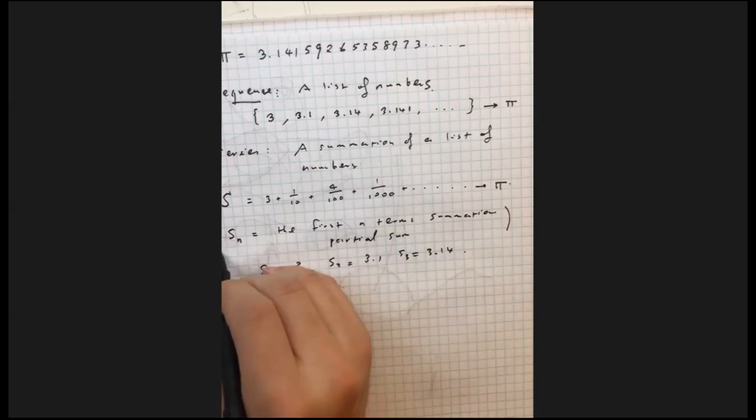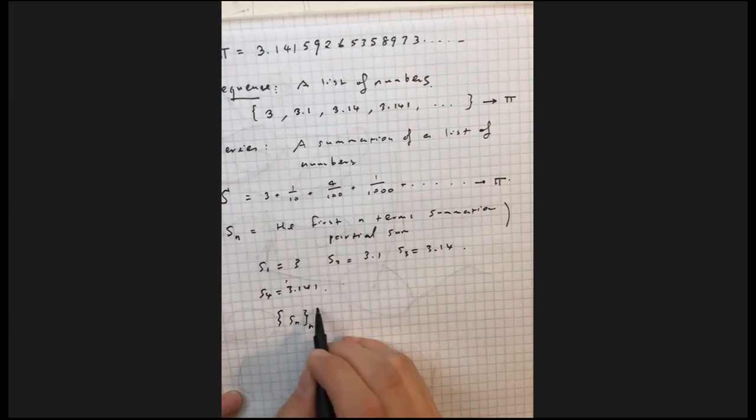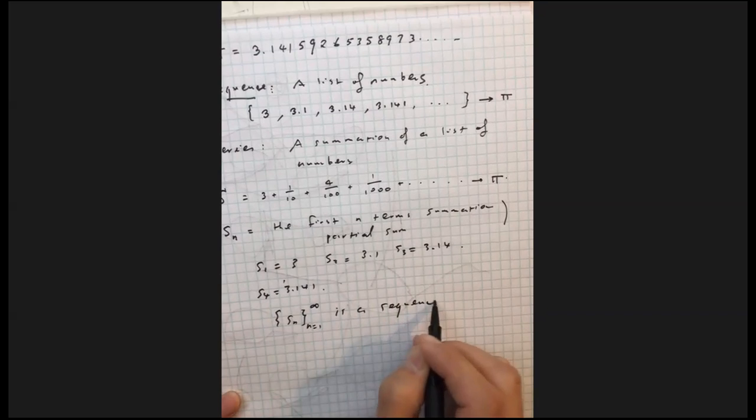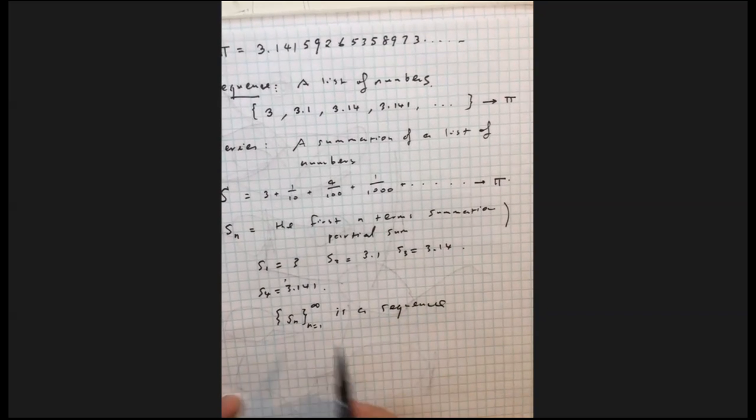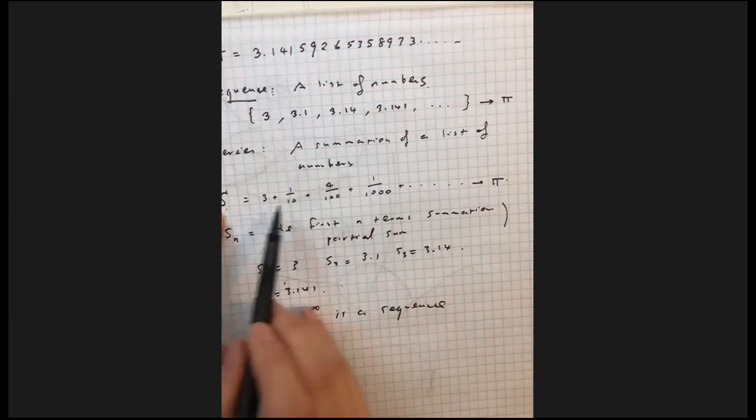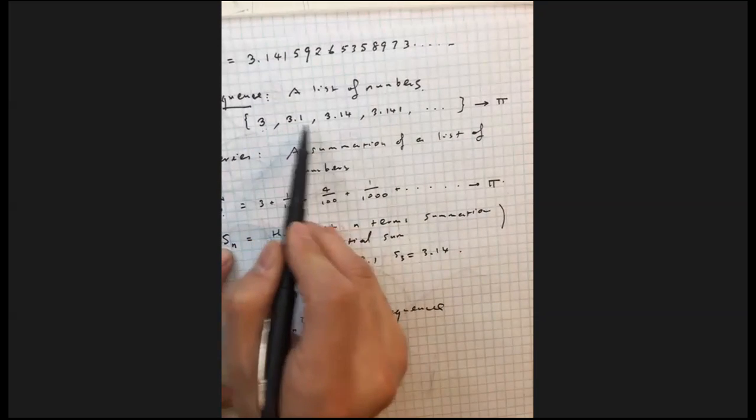Okay. So S_n, if you write it in this form, n equals 1 to infinity, is a sequence. It's a sequence of partial sums, formed by the partial sums, indexed by n. You see from this example, when you have the series S given by the infinite sum of the digits of pi, the partial sums produce the sequence as before: 3, 3.1, 3.14.